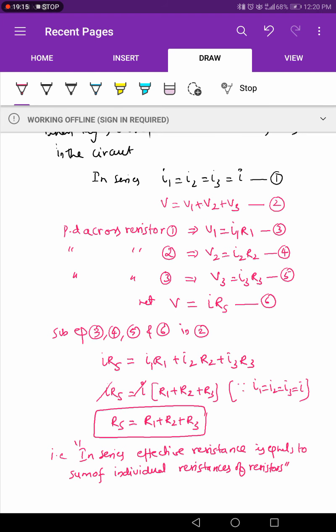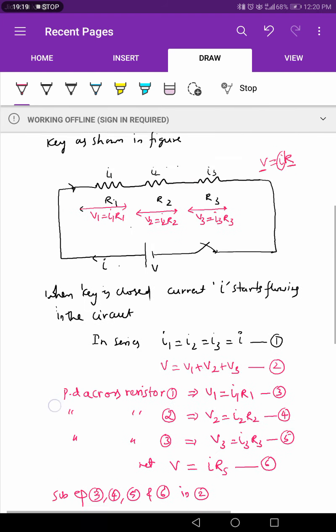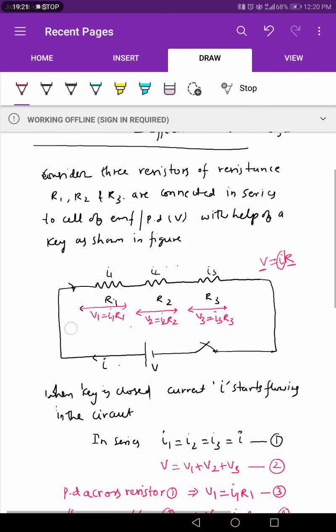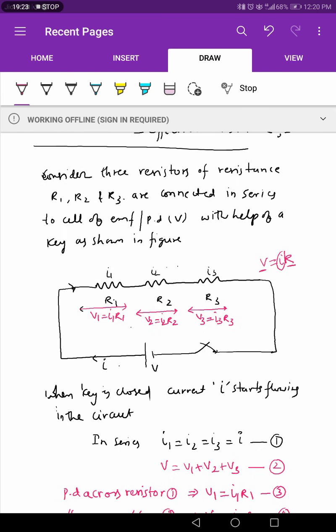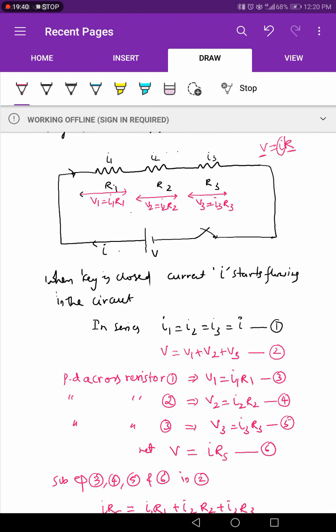So once again I am recalling the way of derivation. We are taking three resistors of resistances R1, R2, R3 connected in series with the help of a cell and key. When we close the key, the current I starts flowing in the circuit, but we know that in series combination there is no deviation of the electrons. That's why the same current passes through each and every appliance. Therefore in series combination I1, I2, I3 equal to I, and the potential will be divided.